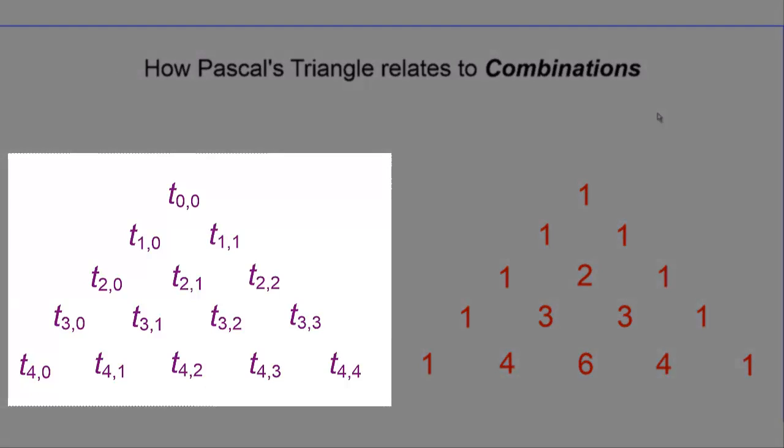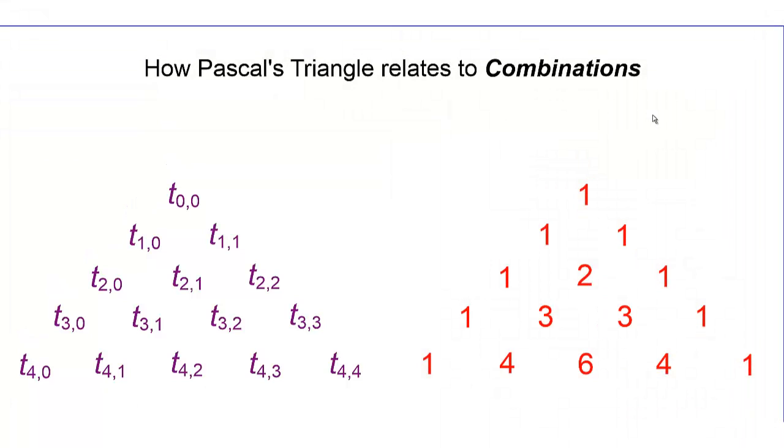The left-hand triangle in purple gives us the notation for all of those positions. We refer to them as term 3-1 or term 4-3. Well, how do combinations relate to both of these? Well, there's an interesting thing that we can see. Take a look at this.